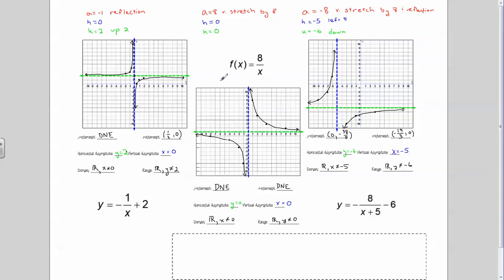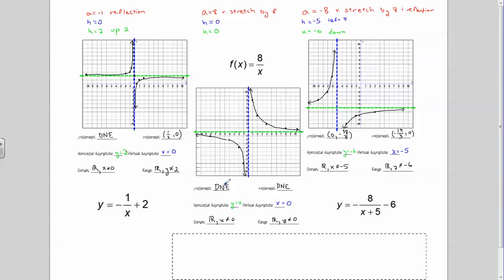So our next one, f of x equals 8 over x. This looks very similar to our parent function, with the exception of the 8. So our a value is 8. That means we have a vertical stretch by a factor of 8. Our h and k are both 0. So you'll see that when we have a stretch and nothing else, these values all end up being the same as our parent function, because our asymptotes are right on the axes, the x and y axis.